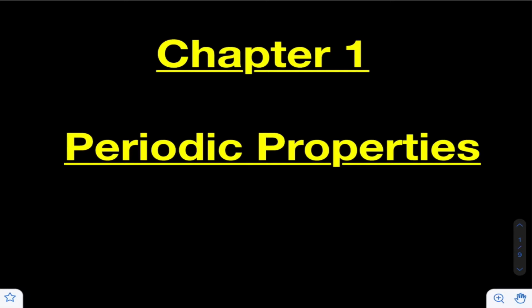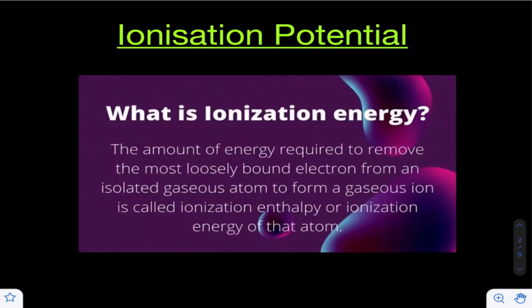In my last video, we discussed three properties: atomic radius, metallic character, and non-metallic character. Now we will discuss the rest of the properties of this chapter. Property number 4, ionization potential.